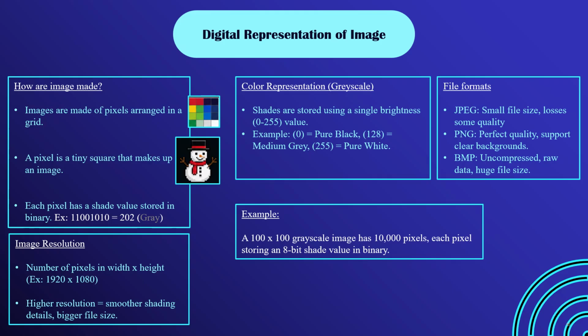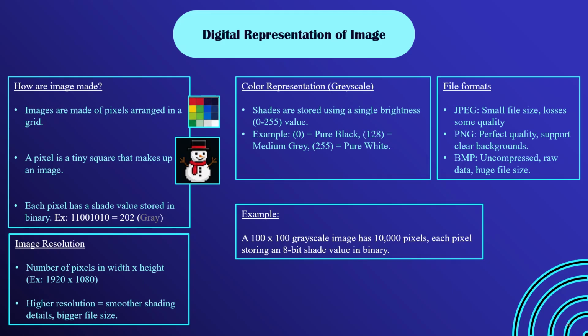JPEG files have a small file size but lose a little quality due to compression. PNG files preserve perfect quality and support transparent backgrounds, right? Which is why they are often used for logos. And BMP files store completely uncompressed, raw data, which results in a huge file size.